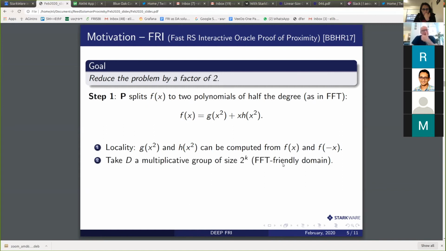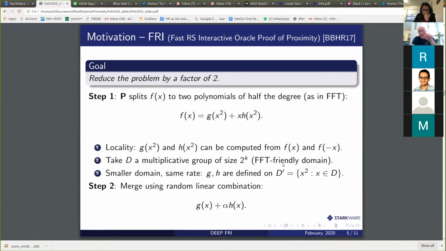And we take D to be a multiplicative group of size 2 to the k, which means that if x belongs to D, then minus x also belongs to D. Now G and H, because the domain big D is closed under negation, it means if you look at the set of squares, it is a multiplicative group of half the size, and that's D prime.